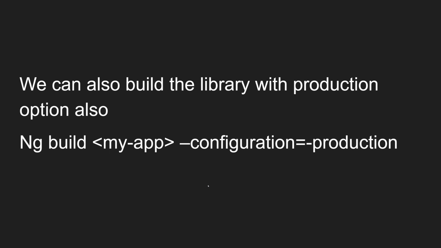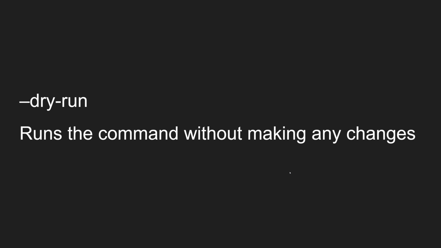We can also build the library with the production option. That is nothing but ng build, the library name, and --configuration=production. You can use this configuration option to build the library app in production mode.